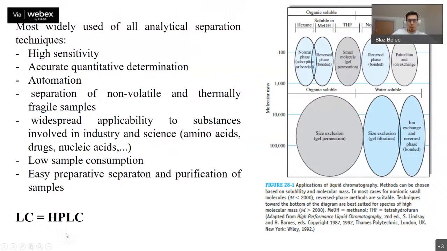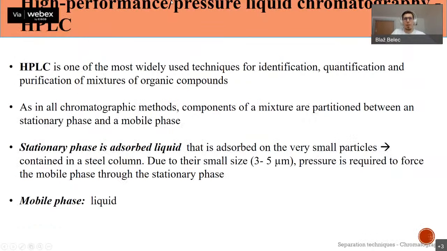I would point out here that now liquid chromatography is basically HPLC. We always use the HPLC method. Back in the past, we had liquid chromatography just to know which type of chromatography we use, but now the most common one is called HPLC. So it's high performance or high pressure liquid chromatography. Both names are used.